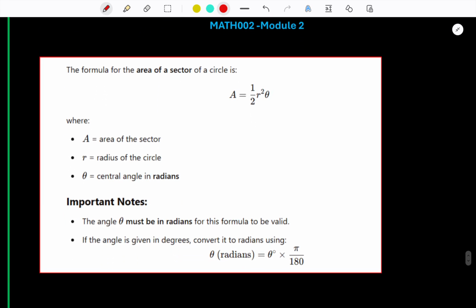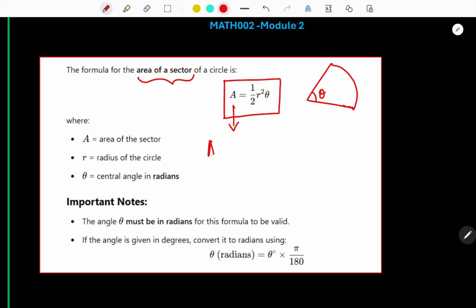Next, go for another formula. How to find the area of the sector. Okay. How to find the area of the sector, right? So how to find it? The formula is A equals half R square theta. So A means area, right? Half is the scalar, that means a number. R square, which is the radius squared, right? And theta, we know it is an angle, especially the central angle.